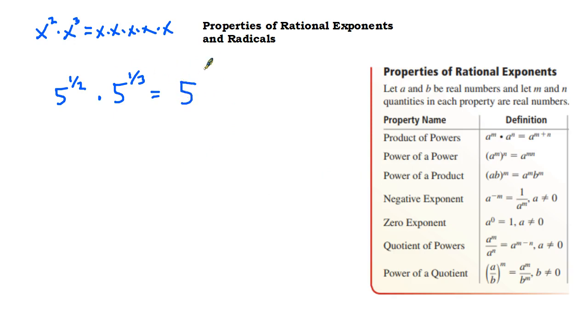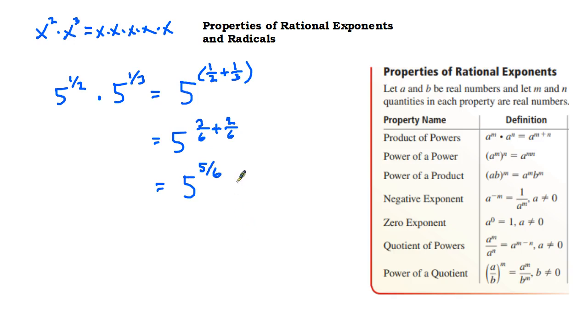So 5 to the 1/2 plus 1/3. So if you guys enjoyed your time with fractions, you're going to love this. We're going to need to find a common denominator and then add. And so in this case, I'll multiply the top and bottom by 3, so we get 3 over 6. And I'll multiply the top and bottom by 2, so we get 2 over 6. And that leaves us with 5 to the power of 5 over 6.